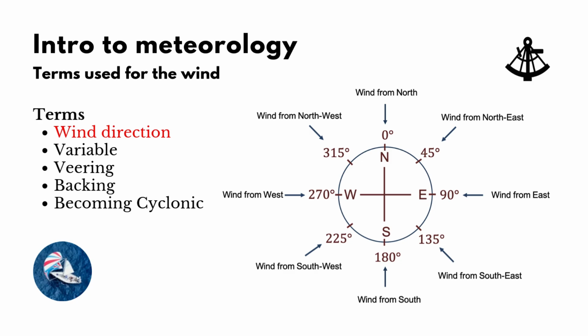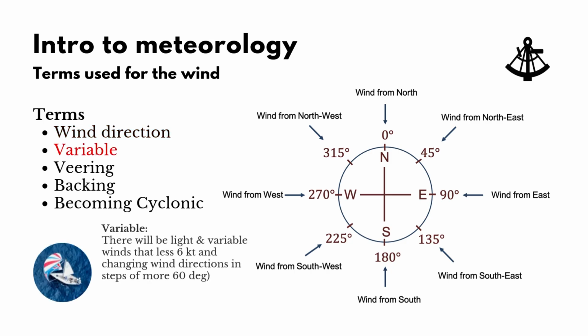Before we finish with the weather forecast, we'll have a look at the terms used for wind. The first term is the wind direction. That's where the wind is coming from: north, south, east, or west, and so on. The next term is variable. Variable winds means light and variable winds from different directions. We usually experience variable winds in high pressure areas like the Azores High or in the doldrums.